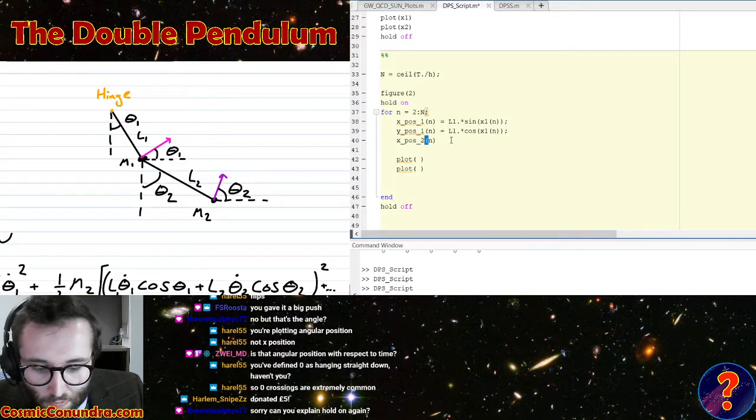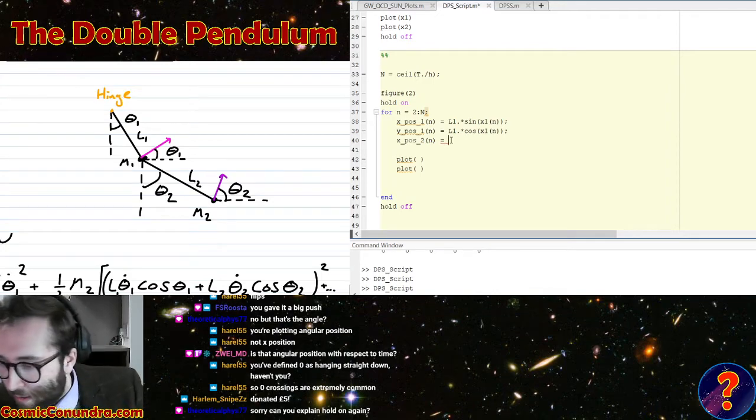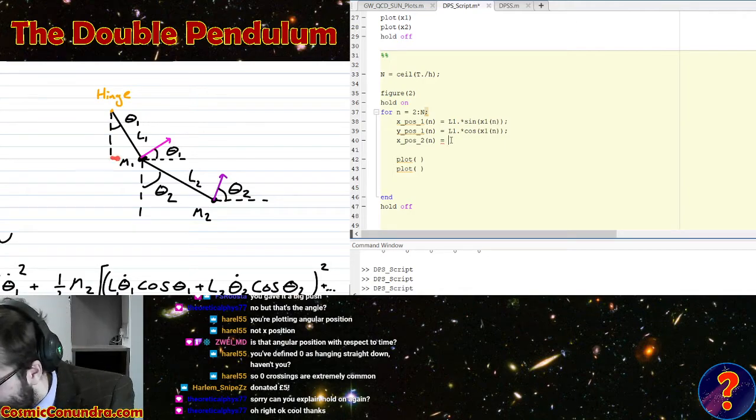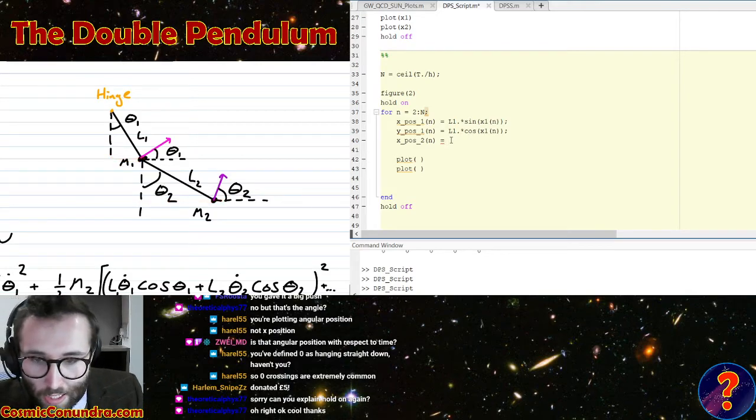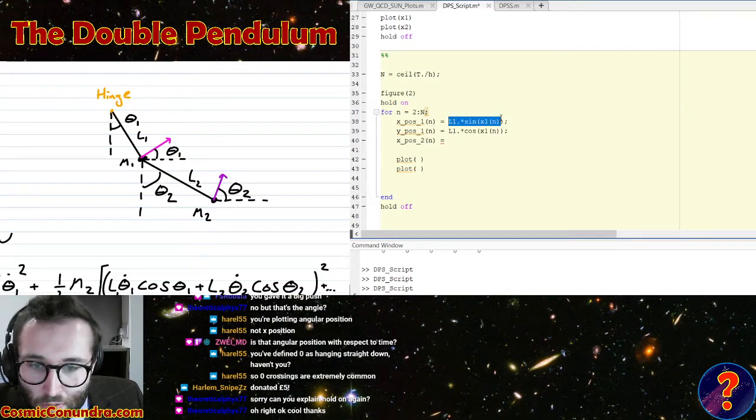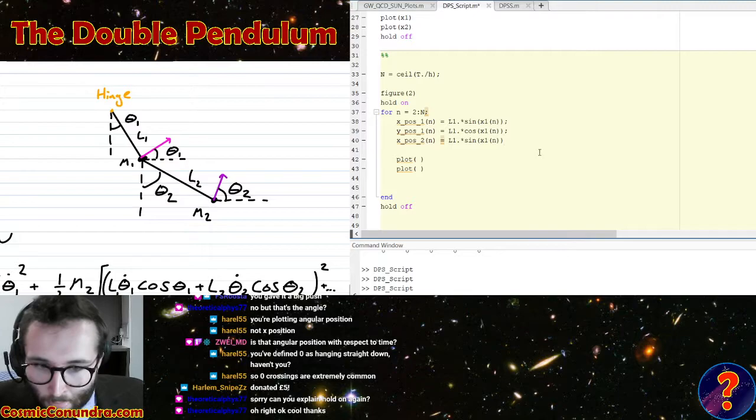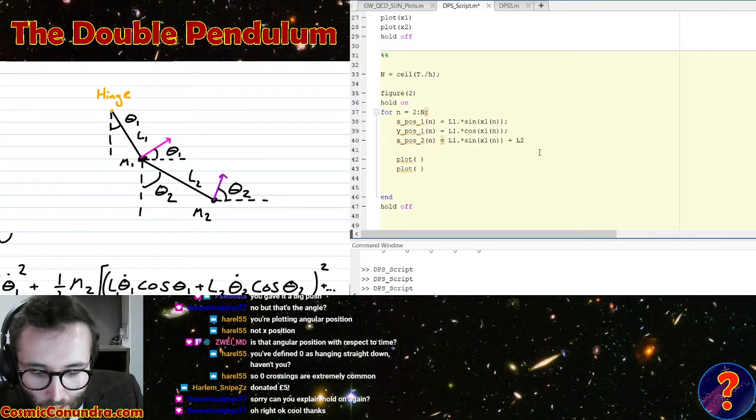So now I need to find the x position of the second particle. So the x position of this particle. So again, like we said earlier, that is going to be the length of this triangle plus the length of this triangle. So it's going to be the x position of the first particle of the hinge, the x position here, plus this extra length here. So that plus L2 sine θ2. Okay.